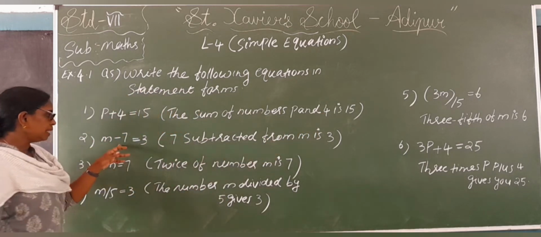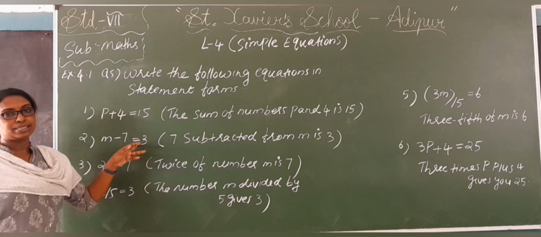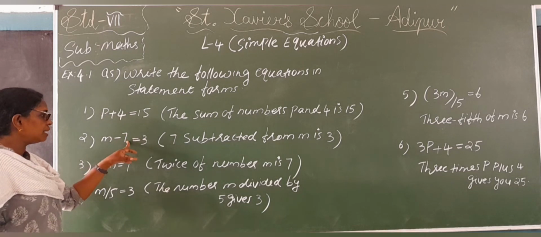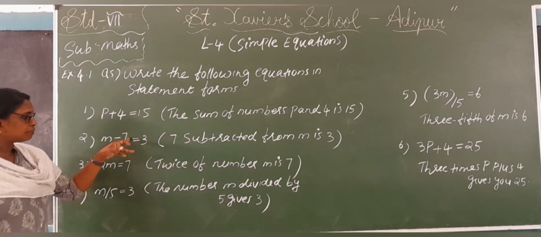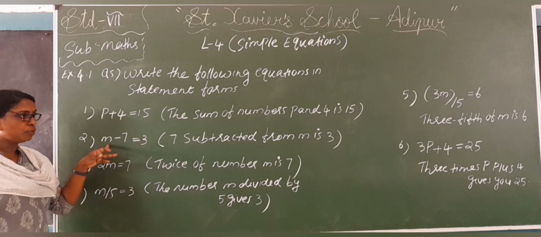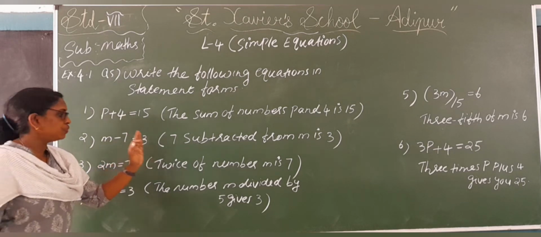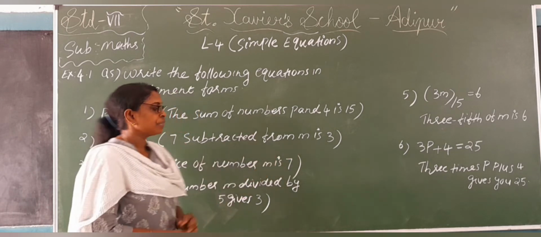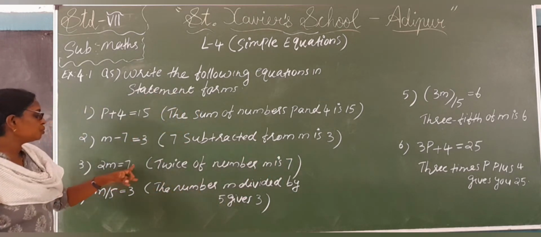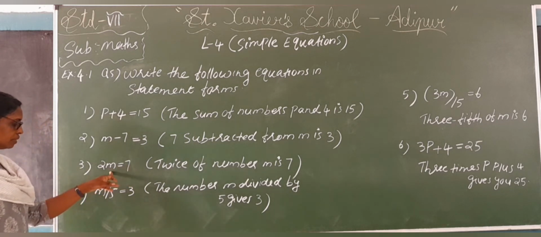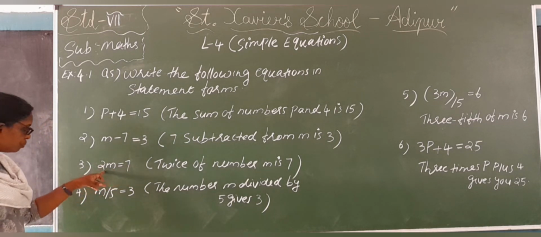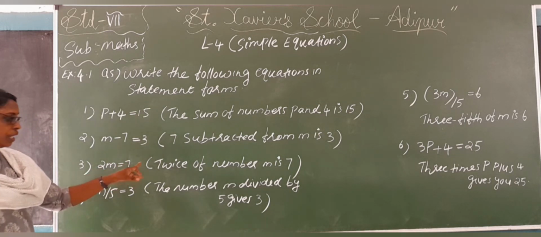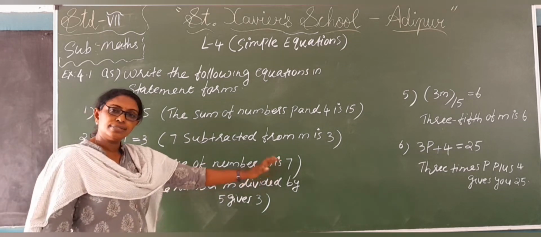And next one is m minus 7 is equal to 3. So 7 subtracted from m is 3. And next, 2m is equal to 7. 2m means twice the number m, so twice the number m is 7.